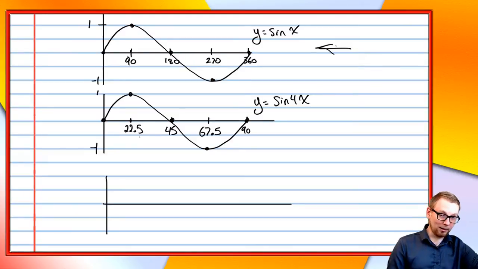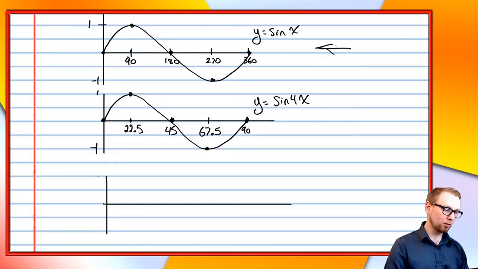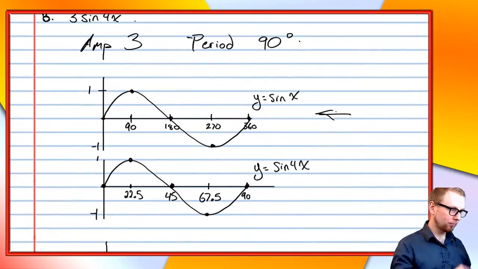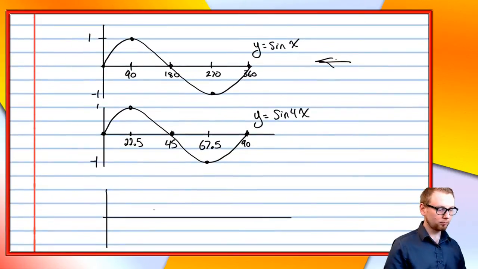So now the last thing is just putting that amplitude in there. So instead of -1 to 1, it's going to be, what is it, 3? Yeah, 3. So just multiply by 3. So it goes from 3 to -3. Everything else stays the same.